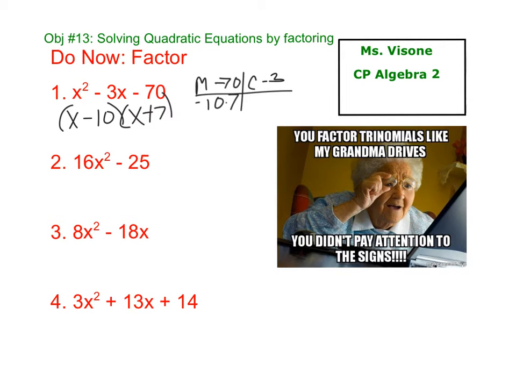Okay, the next one, those are perfect squares and subtractions. That's our dots. So that is 4x plus 5, 4x minus 5.